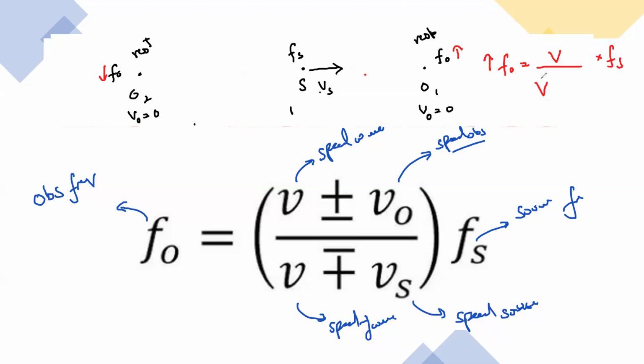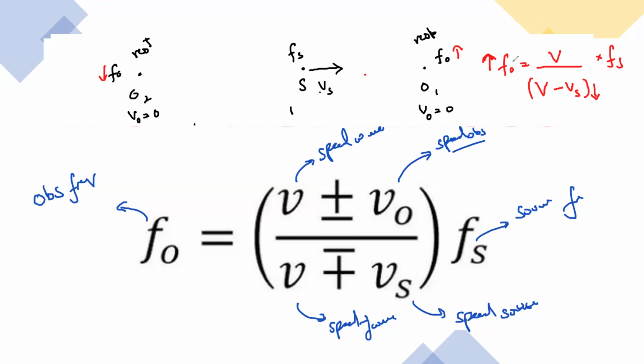If the observed frequency is higher, it means the denominator should be smaller. So how will the denominator be smaller? In that case, I should use V minus Vs, because when I do V minus Vs, the denominator will be smaller, so F naught will become higher. So when the source is moving towards the observer, the formula will be V divided by V minus Vs into Fs. Is this formula clear?